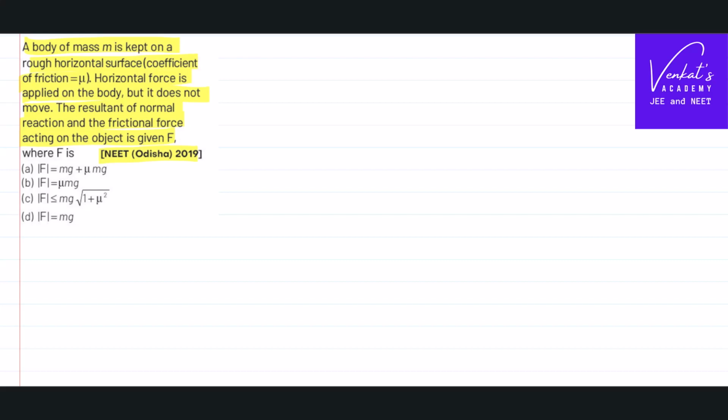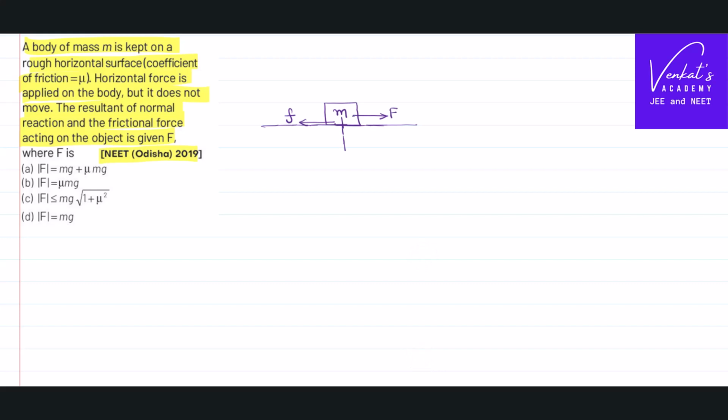Let us try to visualize what he is saying in the problem. There is a horizontal surface. On this horizontal surface, there is a body of mass m is kept. A horizontal force is applied on the body. Whenever a force is applied, frictional force develops opposite to relative motion. As the applied force tends to move it forward, that is towards the right, frictional force acts towards the left.